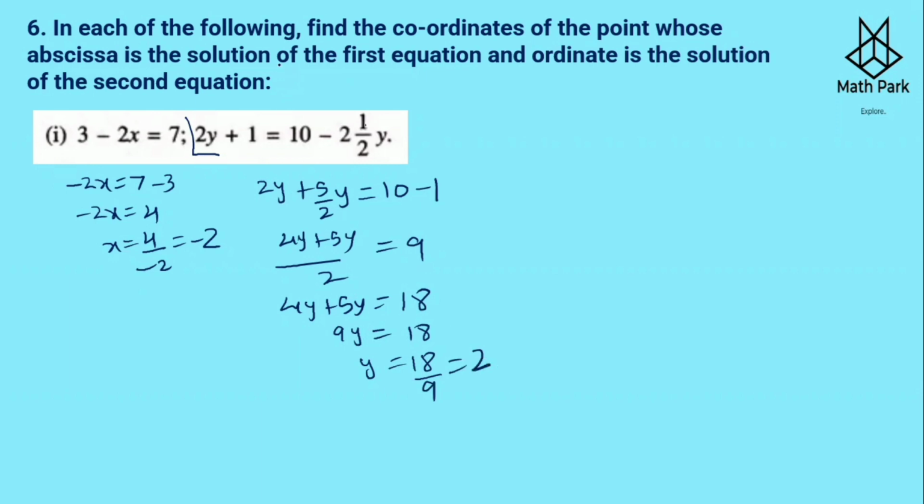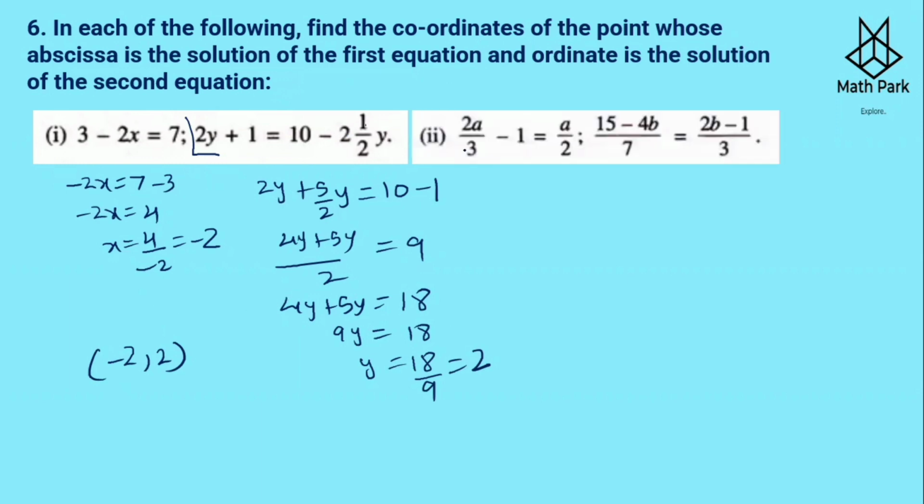So find the coordinates of the point. The coordinates of the point whose abscissa is the solution of the first is minus 2, 2. So this is the answer for the first one, minus 2, 2. Let us solve the second one. In the second one, we have 2a upon 3 minus 1 is equal to a by 2. So the solution of the first one is the abscissa.